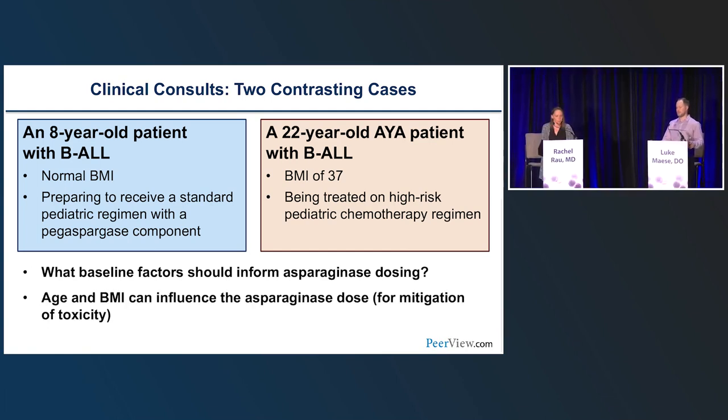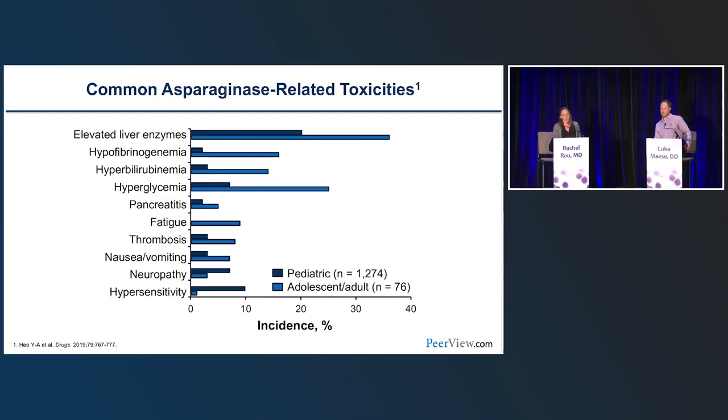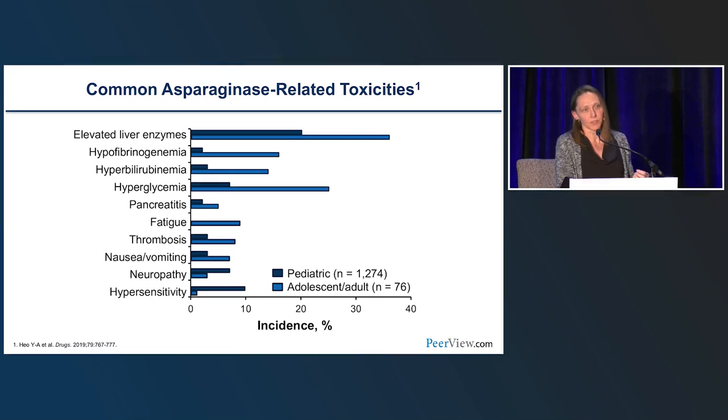Great. So certainly age and BMI come to the forefront of thinking when you're comparing these two patients. So let's first look at some of those unique asparaginase-associated toxicities and how they relate to age. This is a really nice summary, compiling the data, nicely highlighting the fact that some of the most severe and challenging complications of asparaginase therapy that we deal with are associated with increased age. If you just compare adolescents and adults in this lighter blue and pediatric patients in the dark blue, you'll see that many of the really challenging ones like hyperglycemia, elevated liver enzymes, pancreatitis, and thrombosis are all much more commonly encountered in our AYA population compared to younger kids.